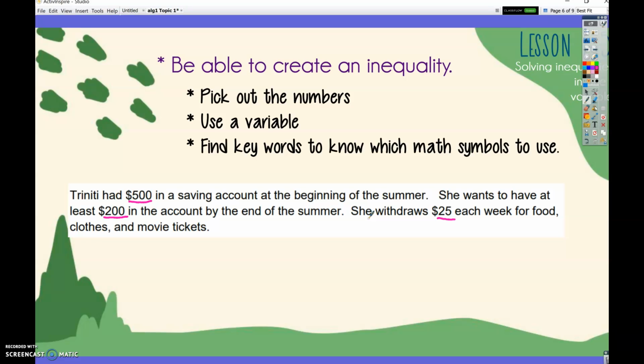Things like totals, sum, difference. The only difference here than creating an equation is you'll have an inequality. You're going to say that they want more than a certain amount, or less than a certain amount, or less than or equal to something. So you will generally have that as your symbol, one of these, instead of an equal sign.